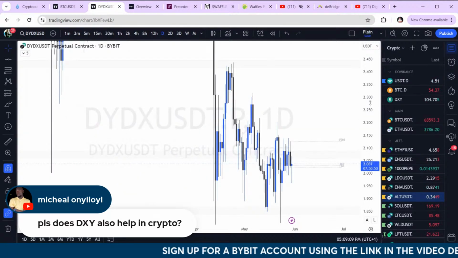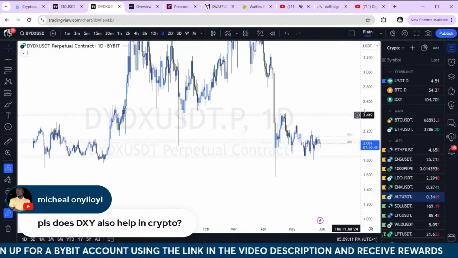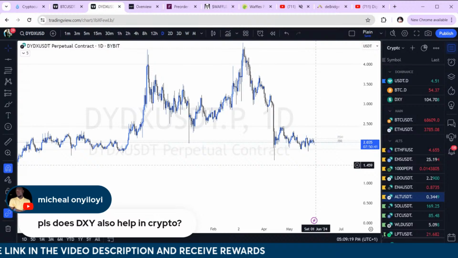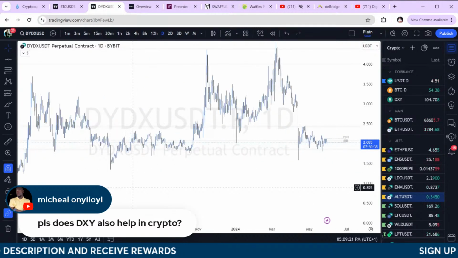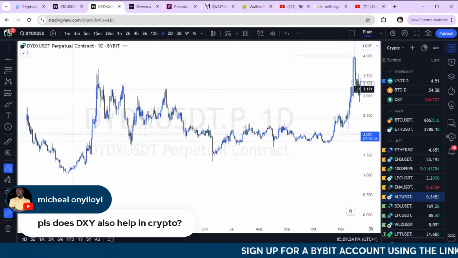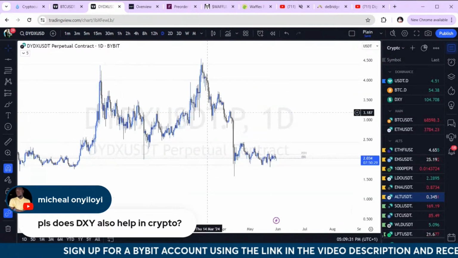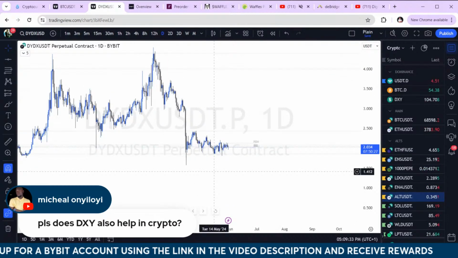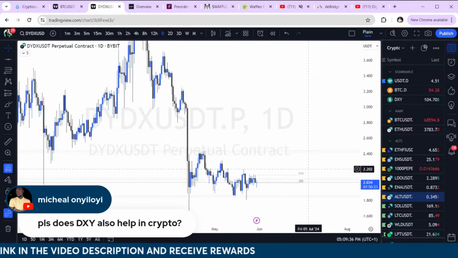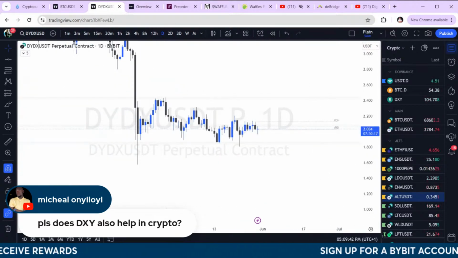Let me see. Currently, we are $2 plus. So we are still accumulating right here, and I think it's a good area to start buying, right? If you look at the past history, you see that we came, accumulated here, and then it pushed up, and right now we are back to that accumulation zone again. So you should be looking at buying DYDX at this level.